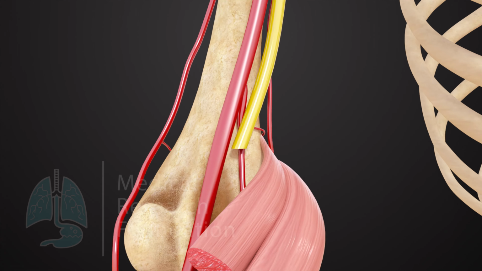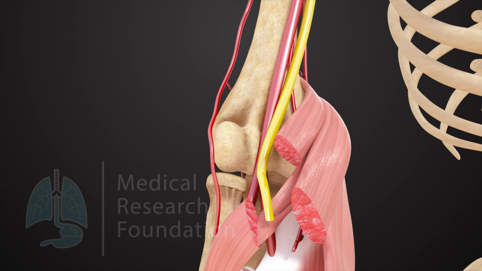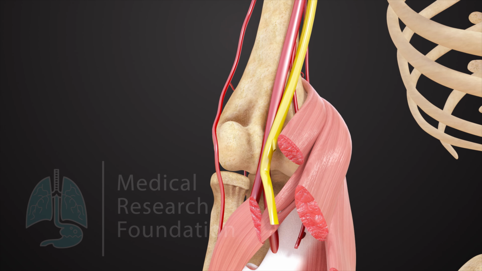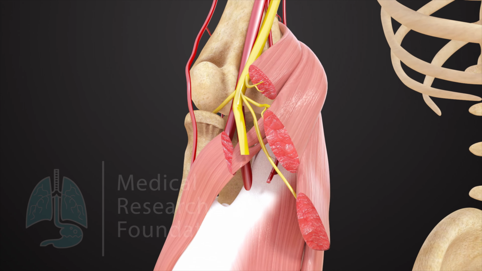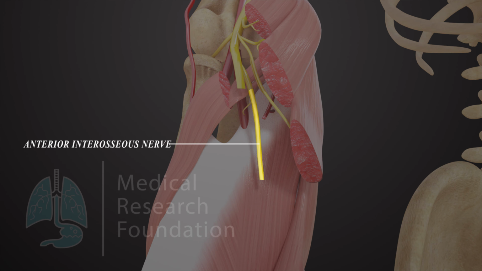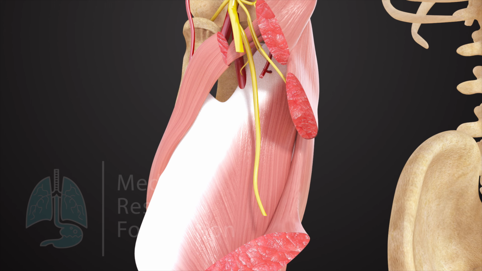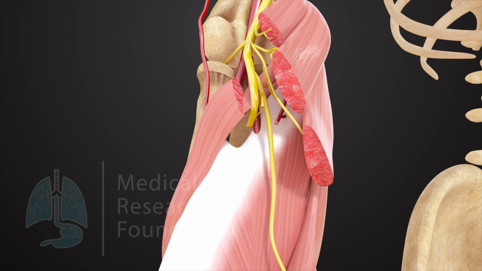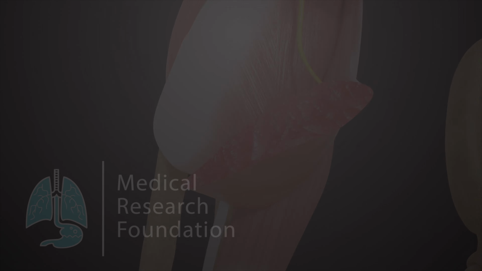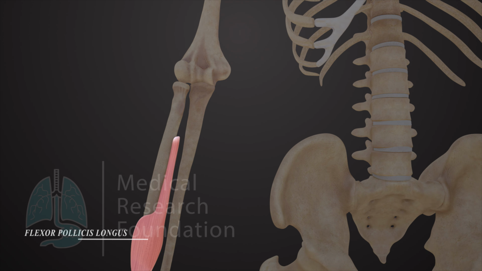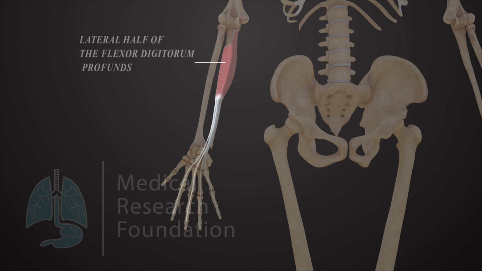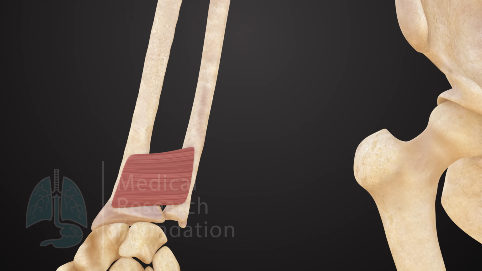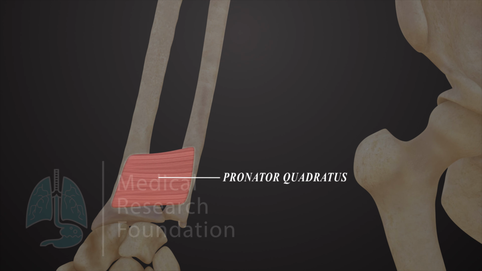The median nerve leaves the cubital fossa by passing between the two heads of the pronator teres. At this point, it gives off the anterior interosseous nerve. The anterior interosseous nerve is purely motor and supplies 2.5 muscles: flexor pollicis longus, lateral half of the flexor digitorum profundus, and pronator quadratus.